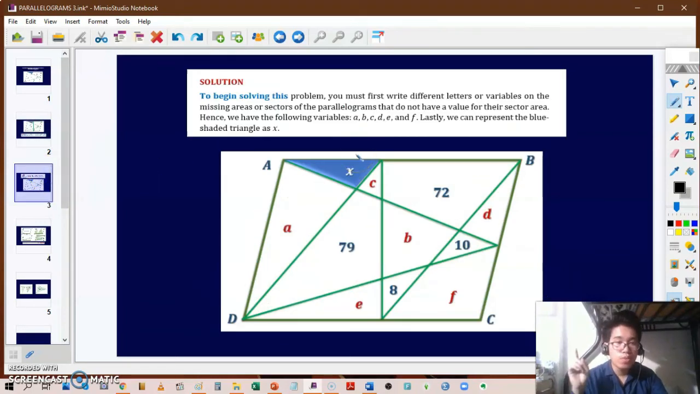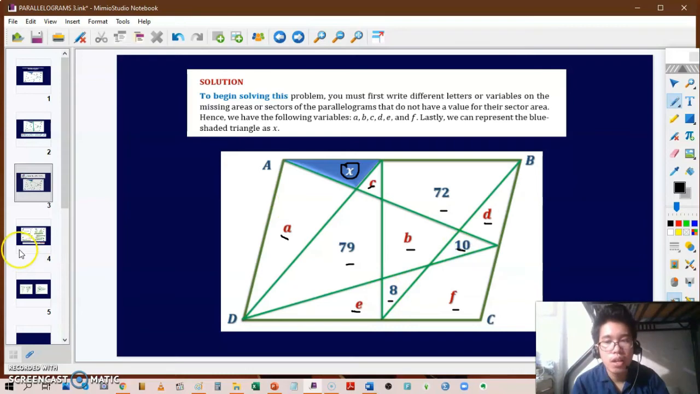To solve this problem, first we need to label the missing parts of the parallelogram, or the missing sectors. We call these areas sectors. So we have here sector A, we name this sector A, sector B, sector C, sector D, sector E, and sector F. And we also name the blue shaded triangle as sector X. And still we have these four values.